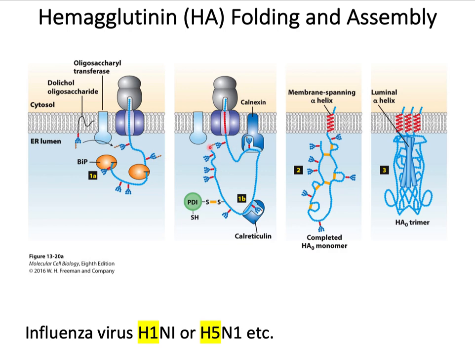Now, without going into much detail, what you can appreciate is how the ER resident chaperone proteins like BiP, PDI, and glycosyltransferases modify this protein to fold properly. The carbohydrate binding lectin proteins, on the other hand, prevent the premature folding of the protein. And finally, the hemagglutinin is assembled into the trimeric form, as you can see in the picture. So this is an overview of the protein folding of a complex protein.